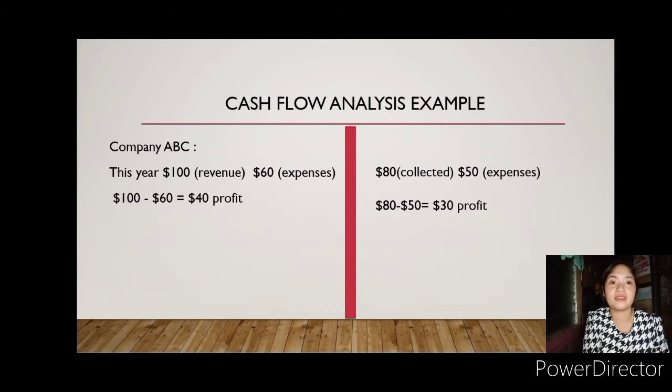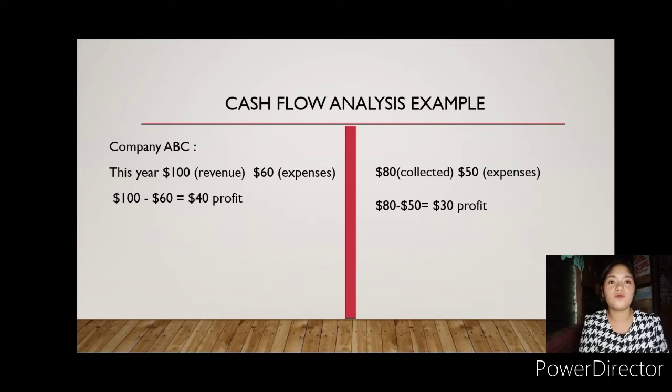However, in the case of company ABC, it's seen that they have a revenue of $100 this year, but they have collected only $80 this year, and the remaining they will collect next year. In the case of expenses, they have only paid $50 this year and the remaining next year.